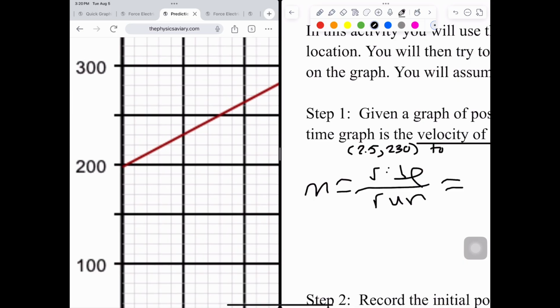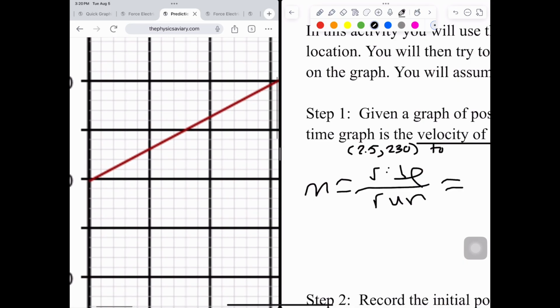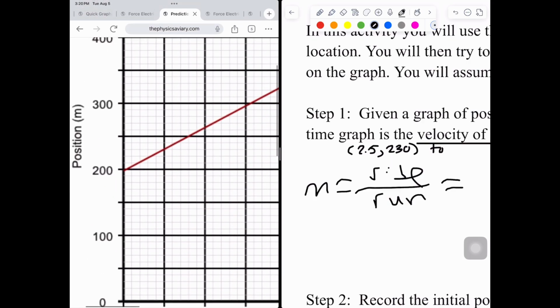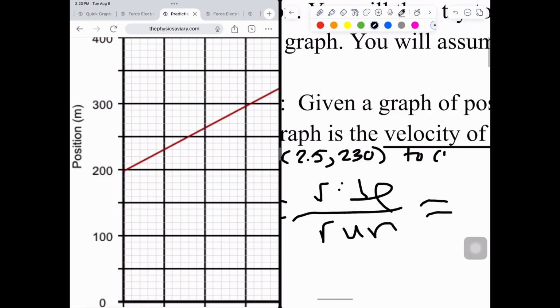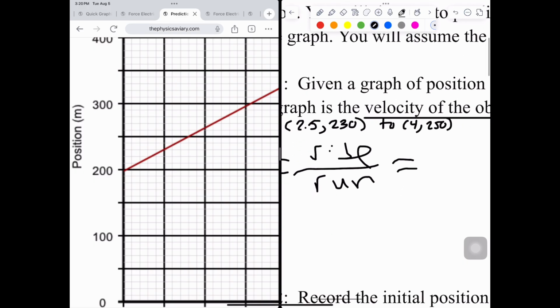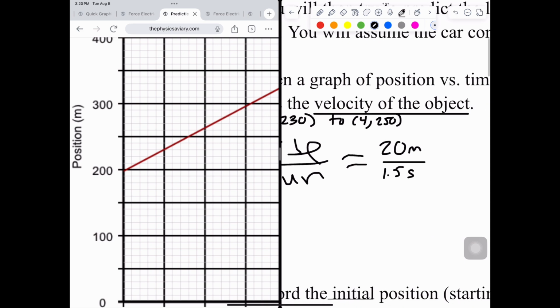I'm going to keep going up, and really not too far away, at a time of 4, and then 250. Okay, that means my rise is 20 meters and my run is 1.5 seconds.